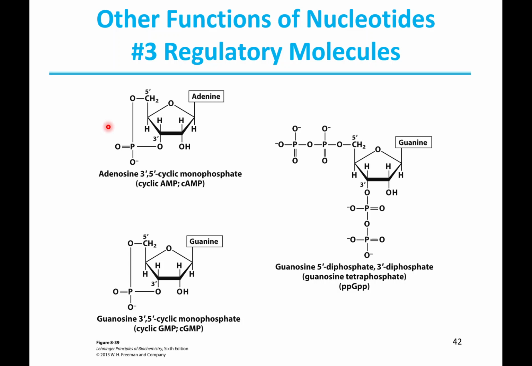And remember, cyclic AMP has many different roles in different signaling pathways. Okay. We also saw in chapter 12 a mention of cyclic GMP in the rhodopsin pathway. So that's another regulatory molecule very closely related to cyclic AMP. You just have a guanine base. And then this molecule here, guanosine 5'-diphosphate 3'-diphosphate, is another regulatory molecule that I don't believe we're going to see a specific example from.